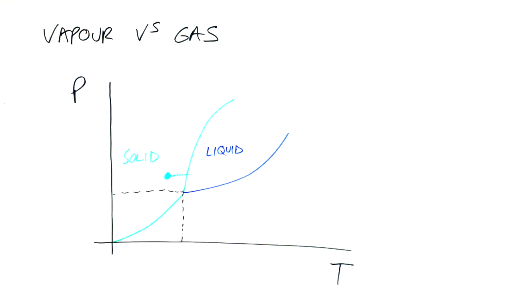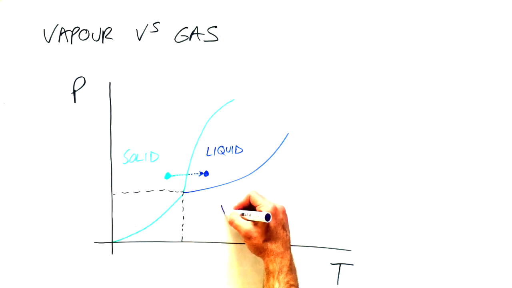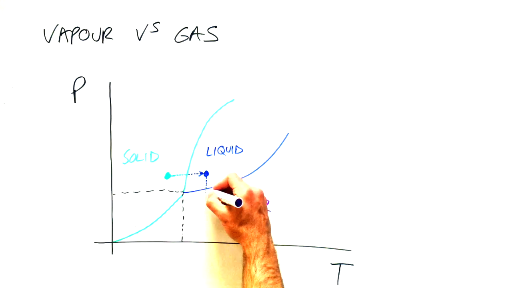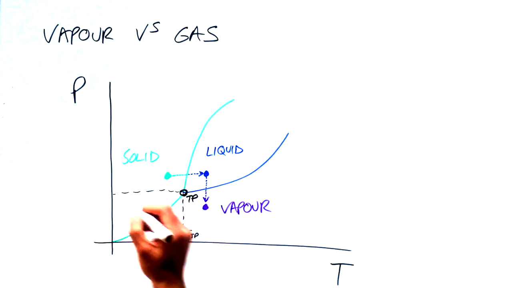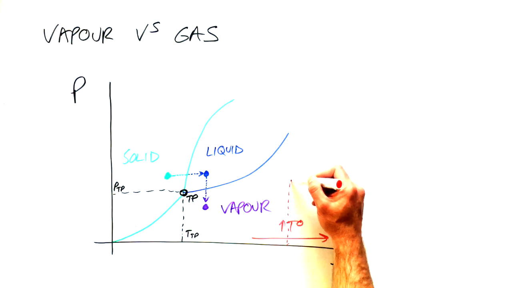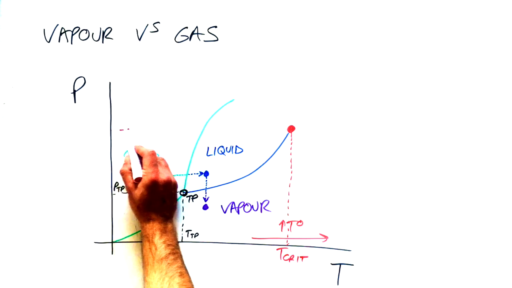So if you take this solid molecule and you increase the temperature at the same pressure, it shifts to a liquid phase. And then at the same temperature, by the release of pressure, you can shift the liquid to the vapor phase. The triple point is where these three phases exist in equilibrium. Now, if we continue to increase the temperature, eventually you will reach the critical temperature of the substance, which corresponds to a critical pressure.